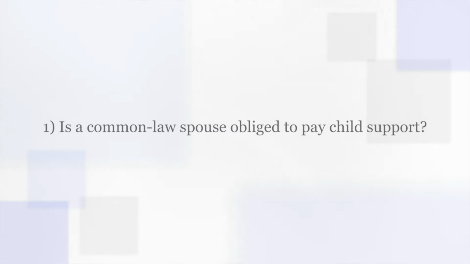Is a common law spouse obliged to pay child support? As with parents who are formally married, the common law parents of a child are both equally responsible for support. This obligation lasts until the child reaches the age of majority, but can extend beyond that point if the child remains dependent because of disability, illness, or because he or she is pursuing post-secondary education.